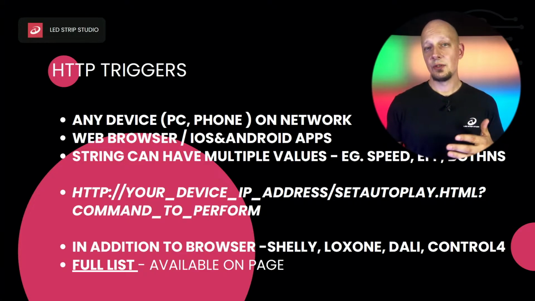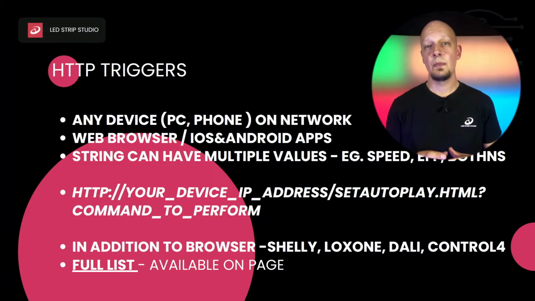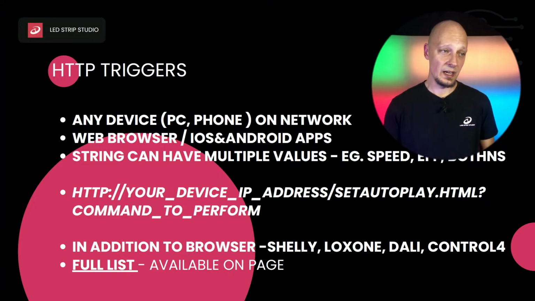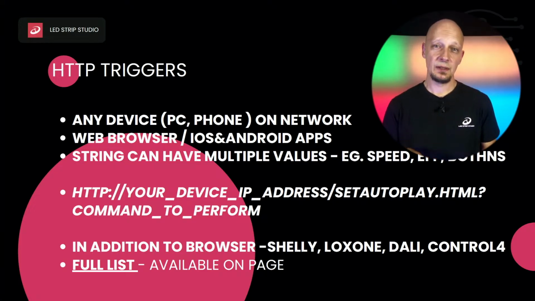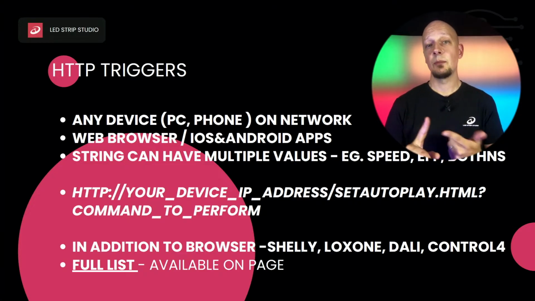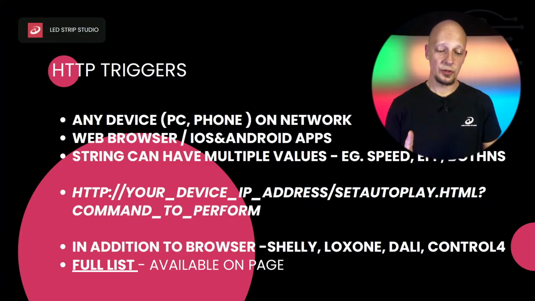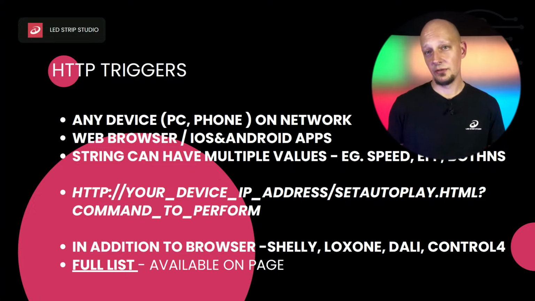For the HTTP triggers, as I mentioned, you can use any web browser, or a specialized app that you can install on your Android or iPhone that can send out basic HTTP triggers to your device. The string of the trigger can have multiple values in it, so you can select just one animation with the HTTP trigger, or you can select an animation, set up the brightness, set up the speed, and also recolor it. So you can have within a single string multiple values for different aspects of the animations.